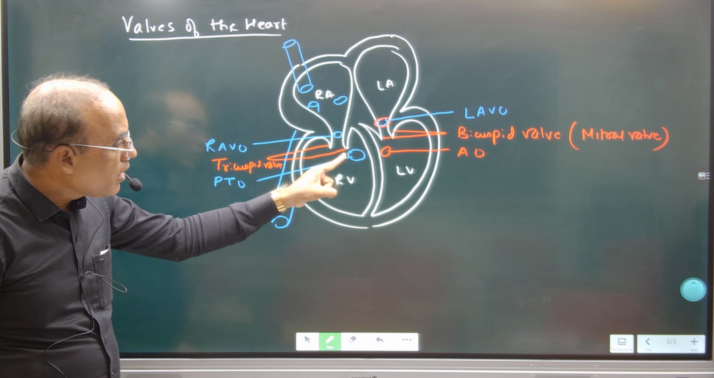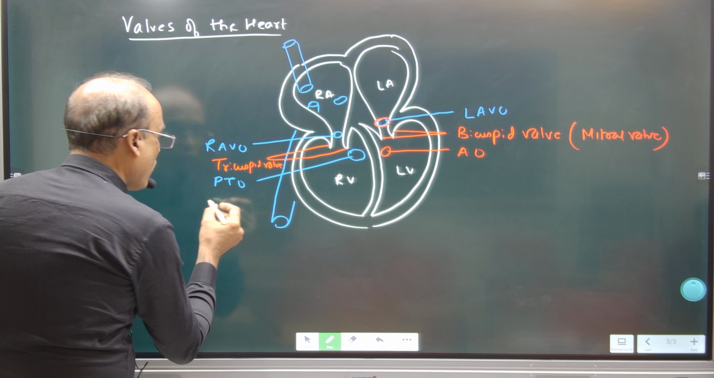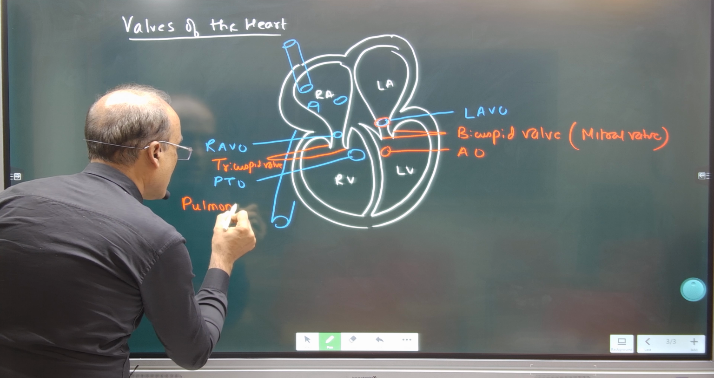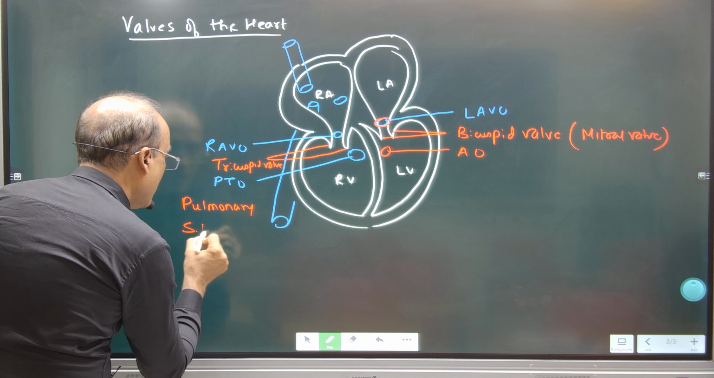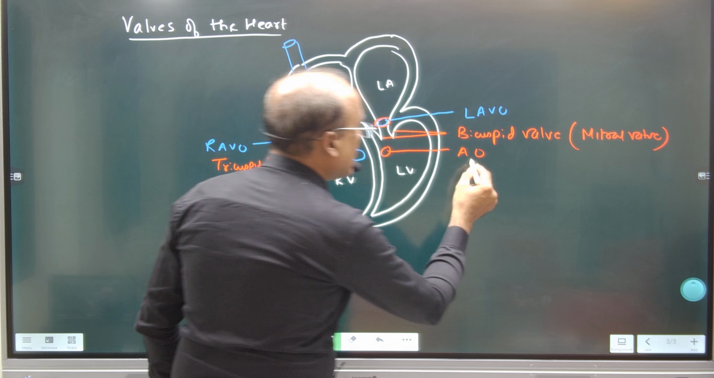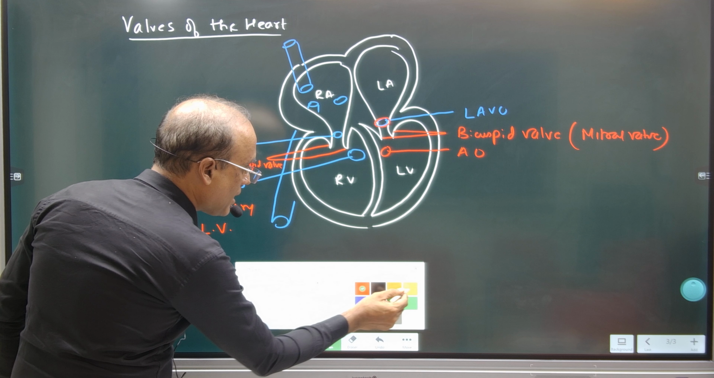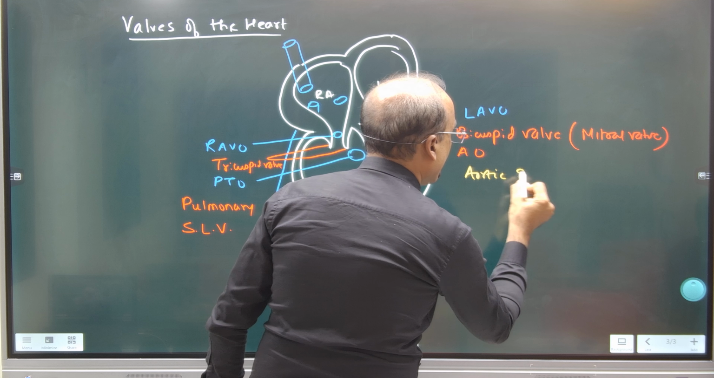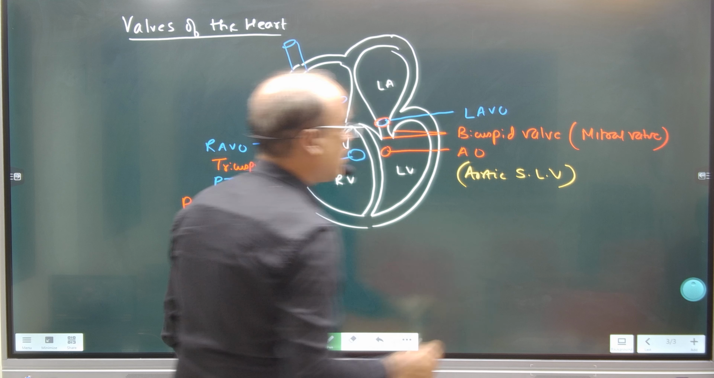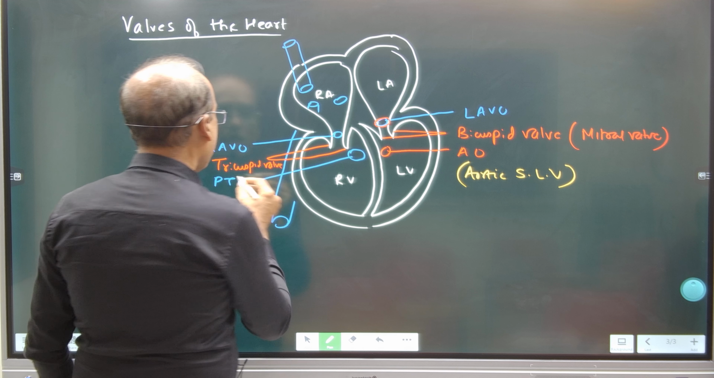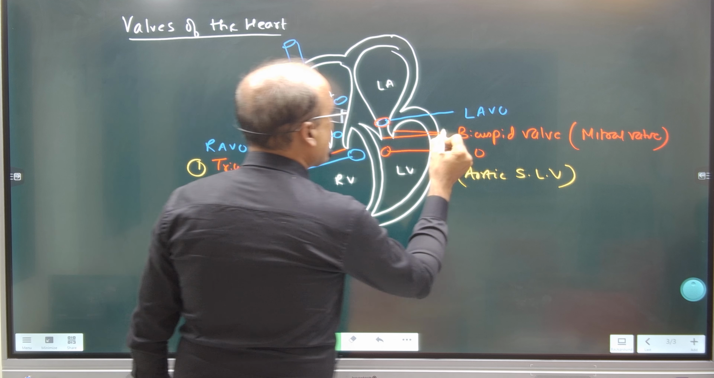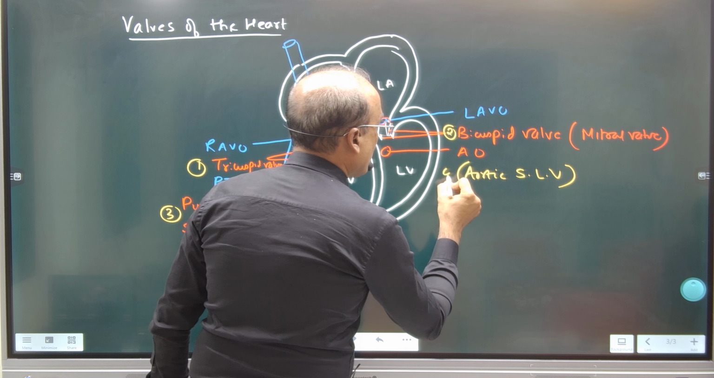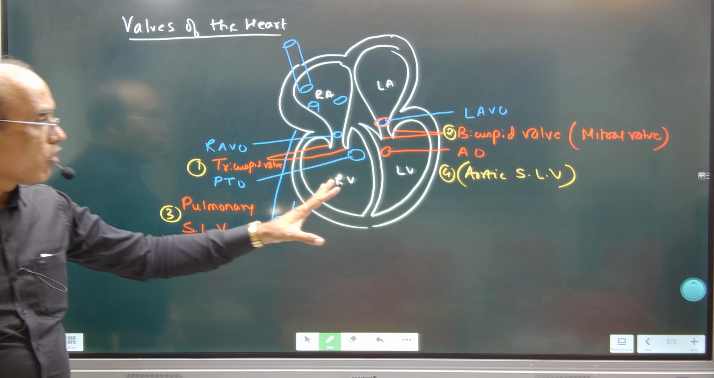Now in the pulmonary trunk opening there is a valve called the pulmonary semilunar valve. And in the aortic opening the valve present is called the aortic semilunar valve. So we have seen the tricuspid valve, the bicuspid valve, the pulmonary semilunar valve, and the aortic semilunar valve. So we have seen 4 valves.